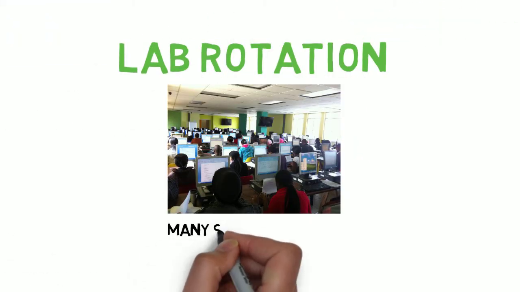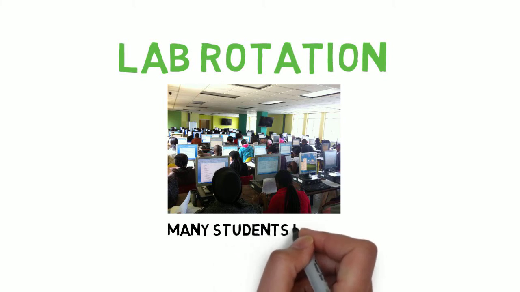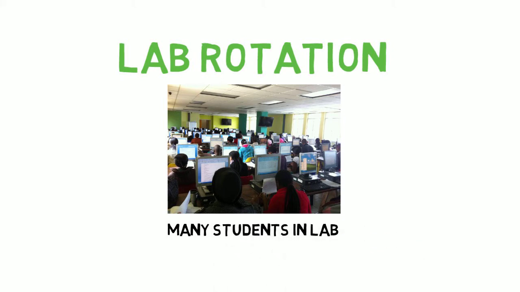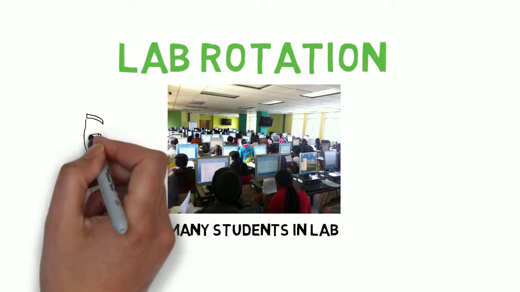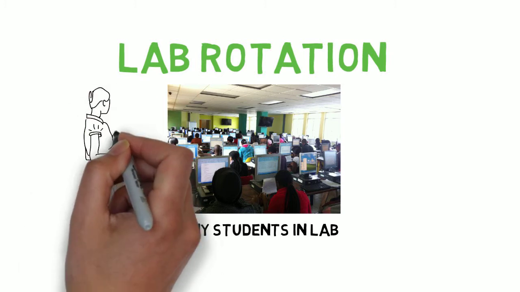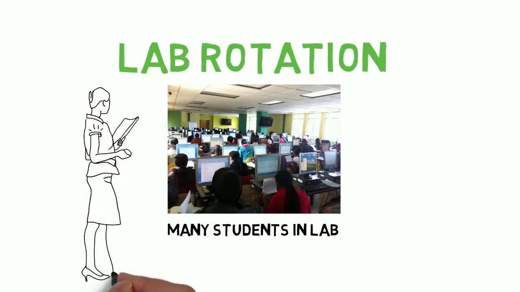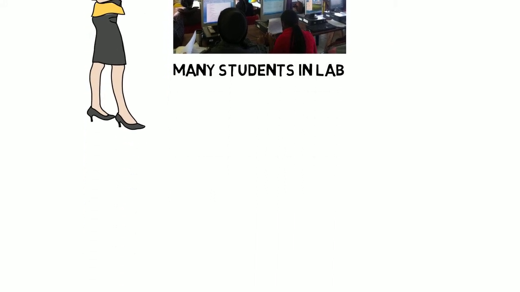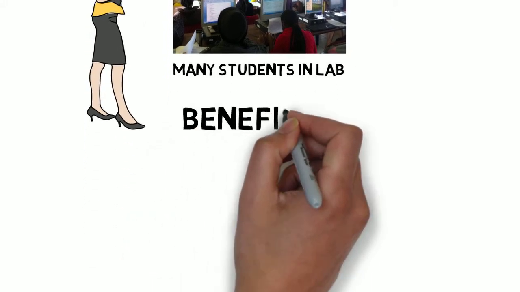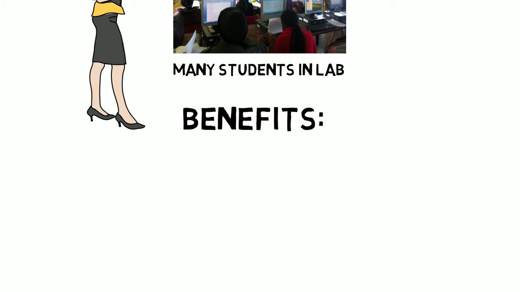The lab rotation blended learning model. The main idea is to have a large number of students, possibly 55 to 70, working by themselves in a large computer lab. There would be at least one teacher in the lab and possibly a teacher assistant. The teacher would roam through the room and help students when they have a question. Now, there are some benefits to the lab rotation model.